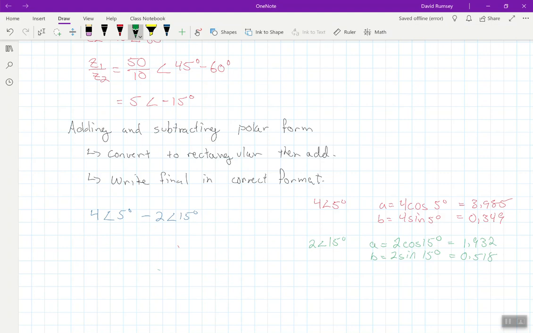And then I would say, okay, well then this problem now is this. It is 3.985 plus j 0.349 minus 1.932 plus j 0.518.